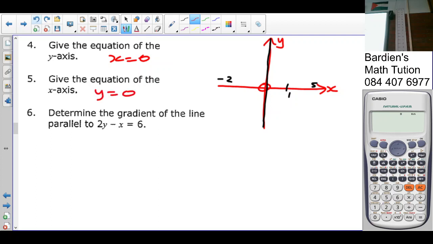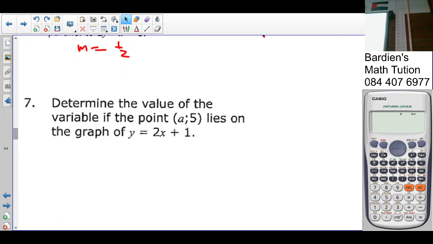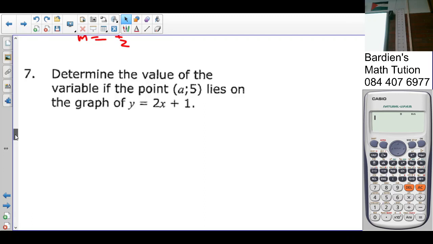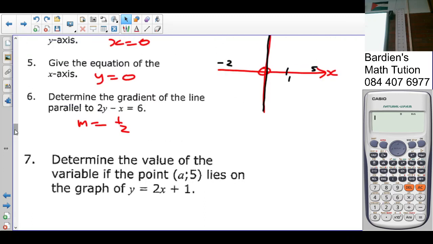Okay? Determine the gradient of the line parallel to. People, if lines are parallel, what do we know? Gradients are equal. So the gradient of this line is going to be the same. Okay. Number 7. Determine the value. Okay, so for number 6 first, you must get this in standard form. Now you must make y the subject of the formula.